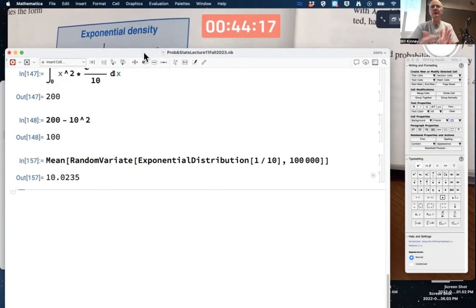How about calculating probabilities? Well, you can do that with integrals. Maybe it's most relevant to do that with the chi-square distribution.